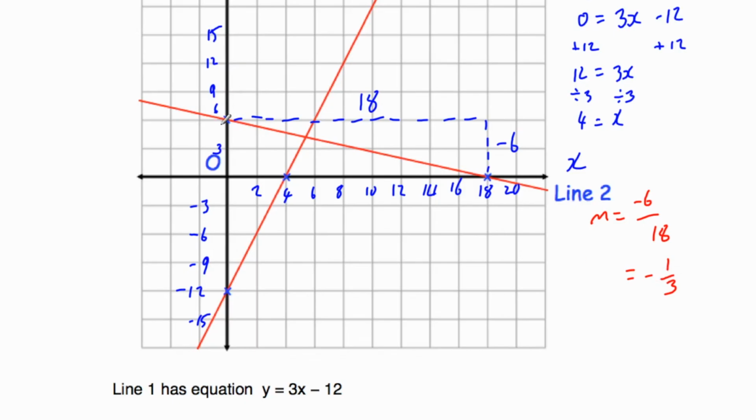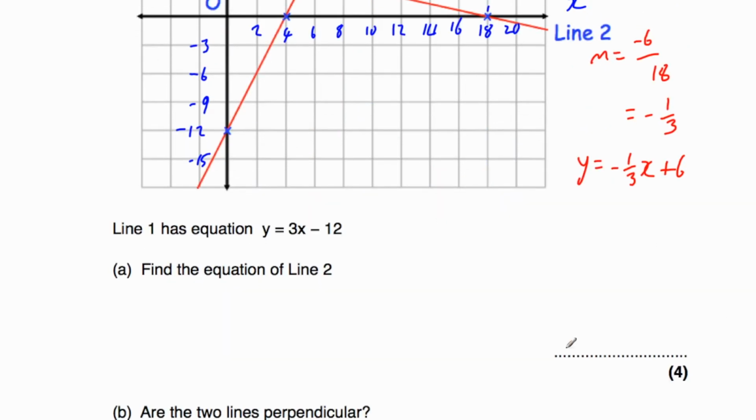And it crosses the y-axis at 6, so that means its y-intercept is 6. So the equation of this line 2 would be y equals minus a third x plus 6. And that's it. So that's part A. Find the equation of line 2: y equals minus a third x plus 6.